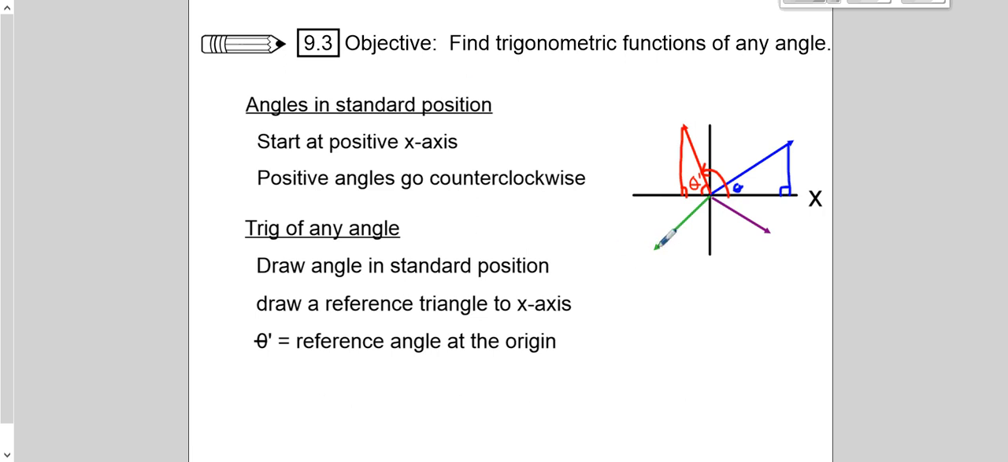This green one would go to the x-axis as well, so that the right angle is here, its reference angle is here, and this purple one would also go to the x-axis with the right angle here, reference angle at the origin, theta prime. So a reference angle is always at the origin, and it's always less than 90 degrees.